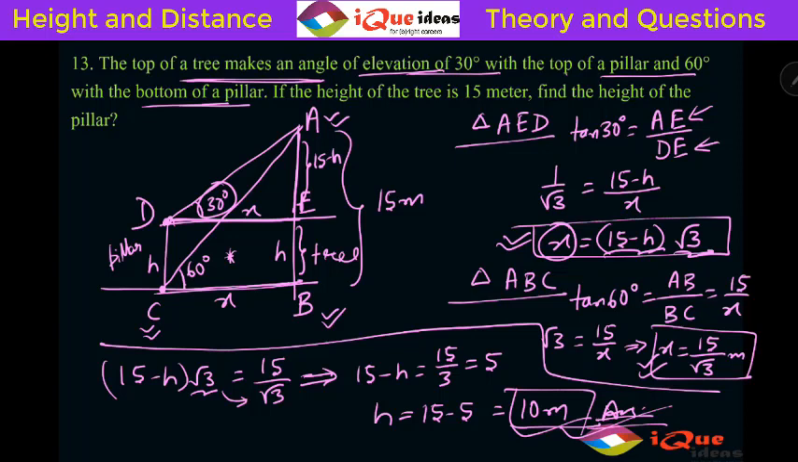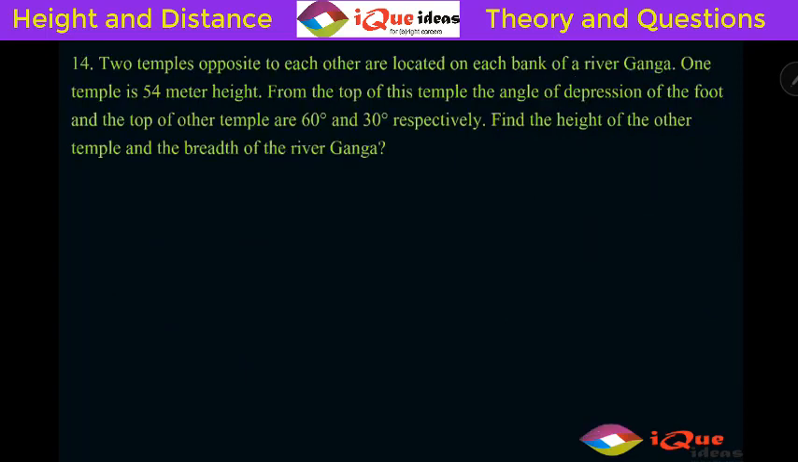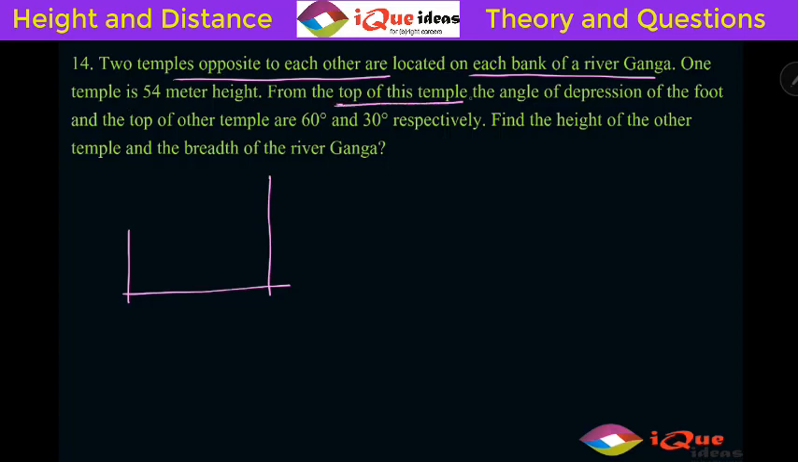Okay, now let's take up the next question. Two temples opposite to each other are located on each bank of the river Ganga. So suppose this is the river, two temples are located, one is large, one is small. One temple is 54 meter height. We have to see which one. From the top of this temple, the angle of depression of the foot and the top of the other temple, right? So the 54 meter has to be the higher one, because we have to take angle of depression.